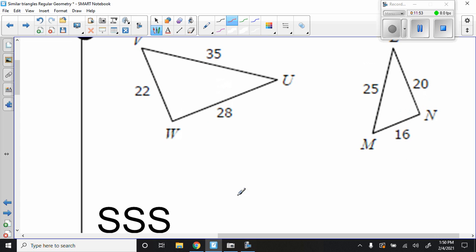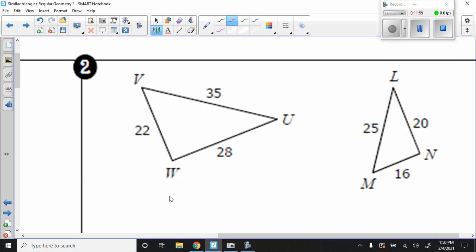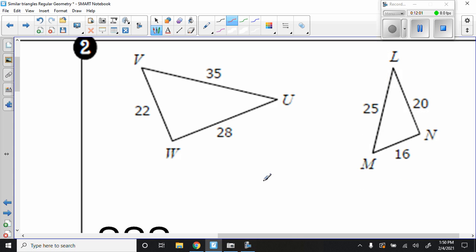This one, I'm only interested in SSS because I'm provided 3 sides. Now, what's really hard here is that sometimes it's hard to see which side goes with which side. So I'm going to do my very best. But I'm going to do my best guess and say 22 should go with 16. 22 divided by 16 to get a scale factor of 1.375. There's my red scale factor with my red corresponding pieces.